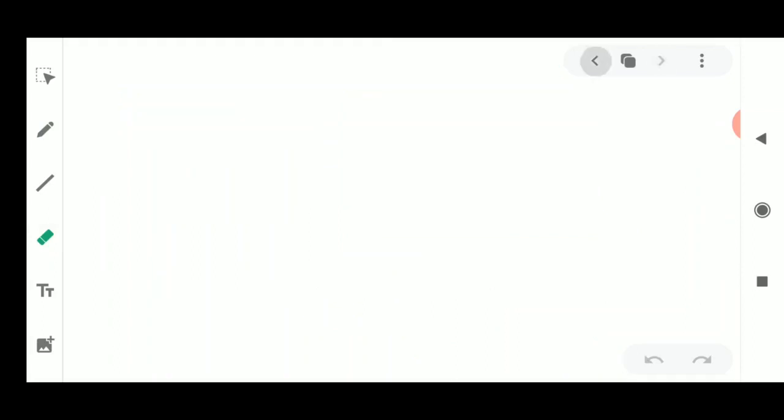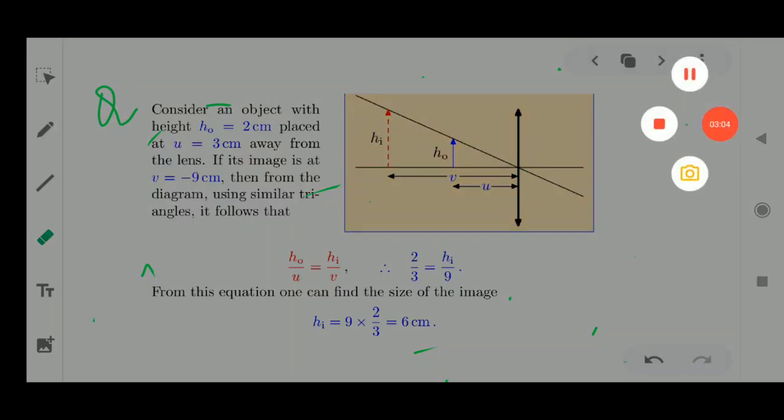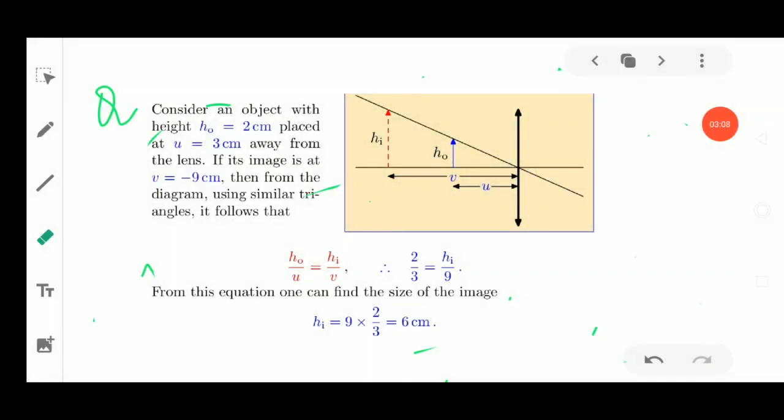Now this was the last numerical for today's video, children. With this we have completed the chapter, and I hope you all have understood this chapter very nicely. With this your light chapter is also complete. I feel that you all should solve some more numericals and the questions given in your book also, so that it becomes practice for you all.